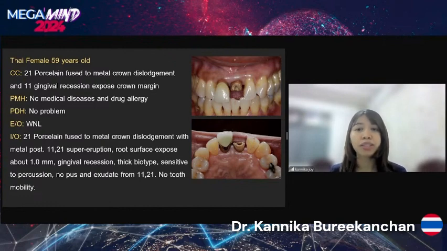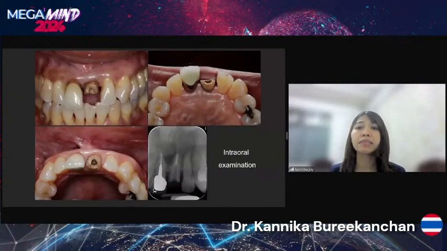When examining the teeth, it was found that tooth 21 porcelain fused to metal crown dislodgement with a metal post, central upper incisor supra-eruption, root surface exposed about 1 mm. Gingival recession, thick biotype, sensitive to percussion, no pus and exudate, and no tooth mobility. This picture shows upper central incisor poor prognosis for re-restoration.